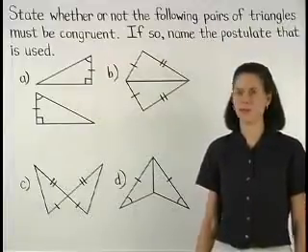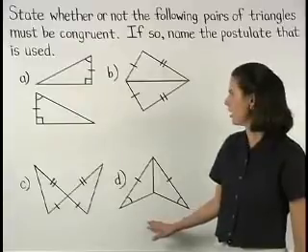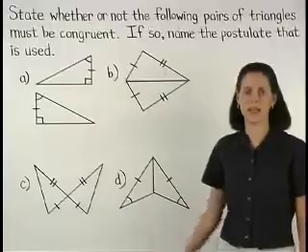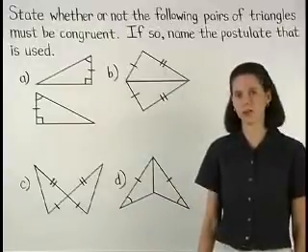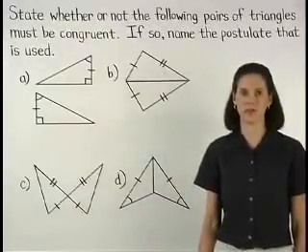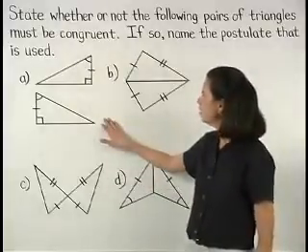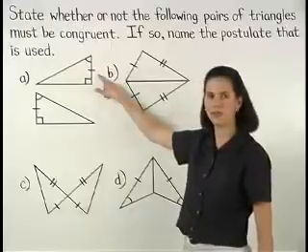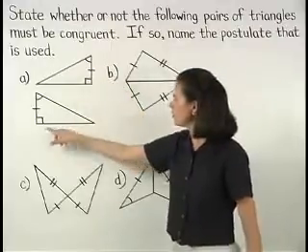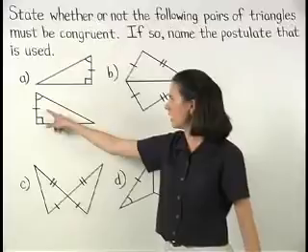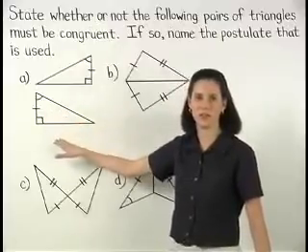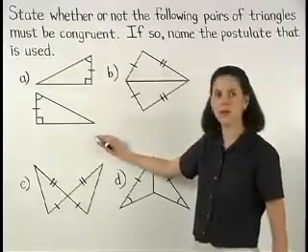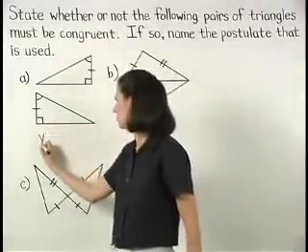In this example, we're asked to state whether or not the following pairs of triangles must be congruent, and if so, name the postulate that is used. In Part A, notice that we have two angles and the included side of one triangle congruent to two angles and the included side of a second triangle. Therefore, we can say that the triangles are congruent by angle, side, angle.